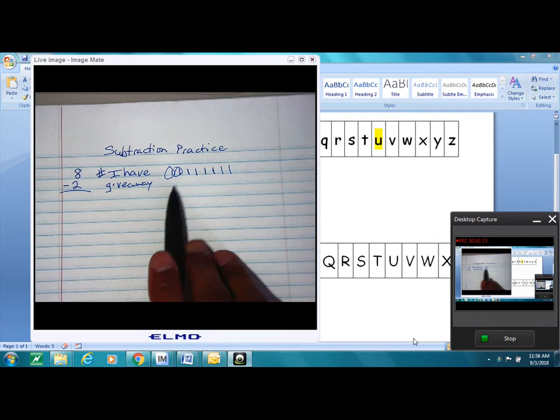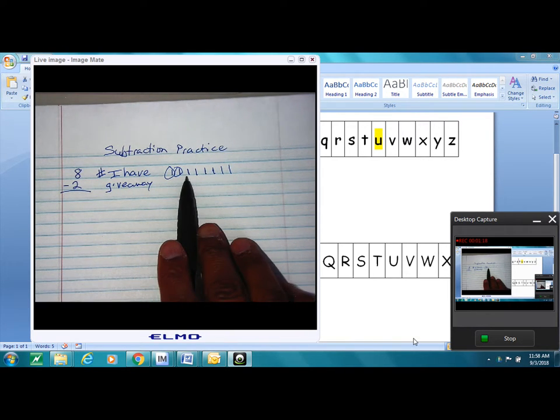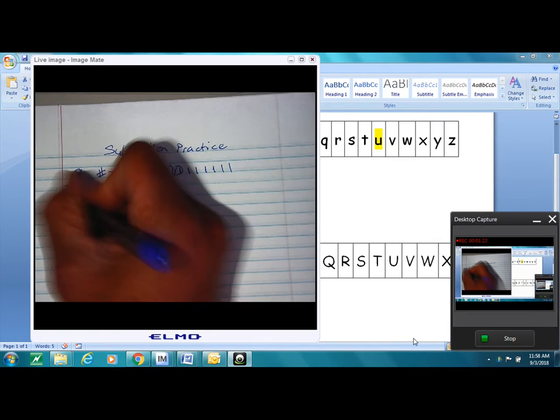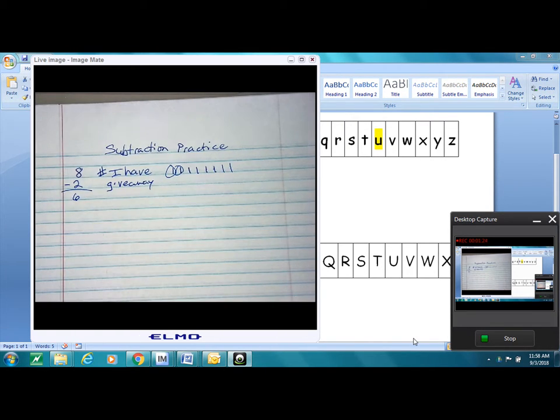Now, I circled the ones I gave away, so how many did I keep? 1, 2, 3, 4, 5, 6. 8 minus 2 equals 6.